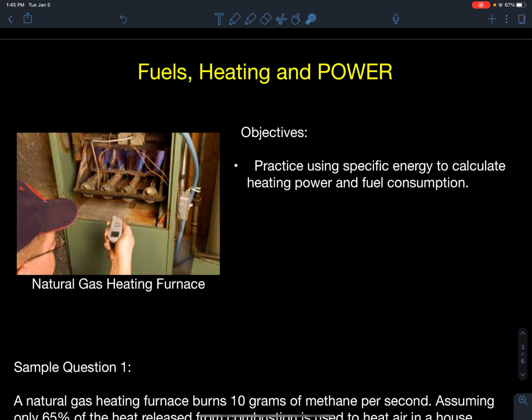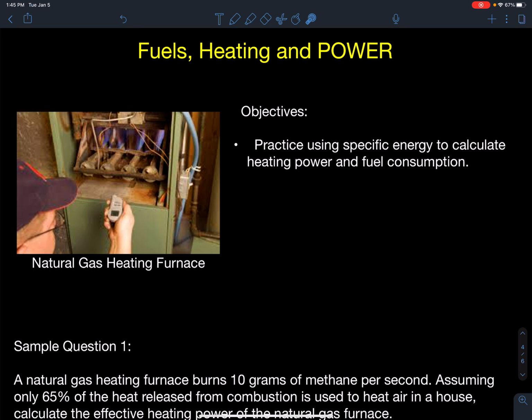So the objective of this little video is to practice using the values of a specific energy of different fuels to calculate heating power and fuel consumption. This is a common type of problem that you can face when we're looking at heating water or heating air or heating substances using fuels. All right, so in this furnace, let's just start off by looking at the energy transformations.